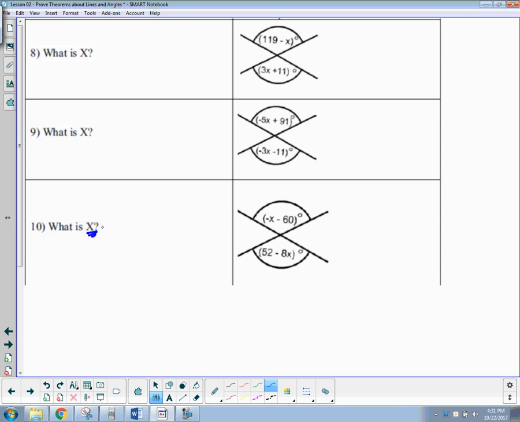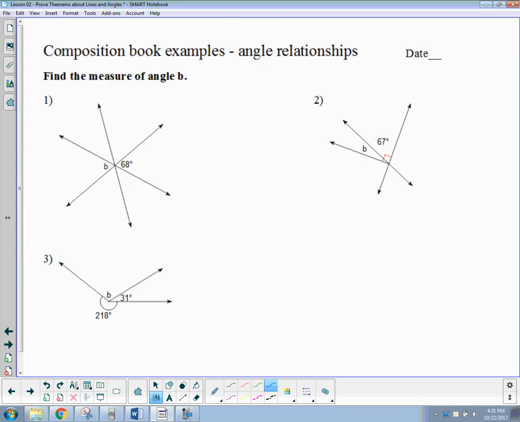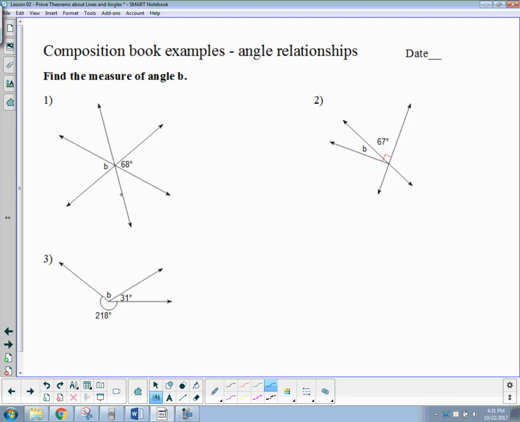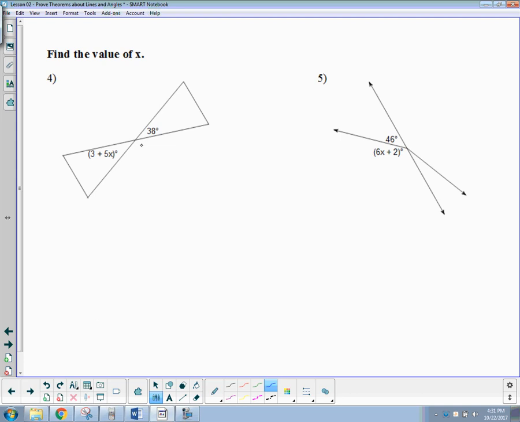Composition book, this will be online for the notes. Alright. And again, just to reemphasize, vertical angles here, complementary, 360 all the way around, vertical angles. This would be a linear pair. I know it doesn't look like it, but that's a straight line.